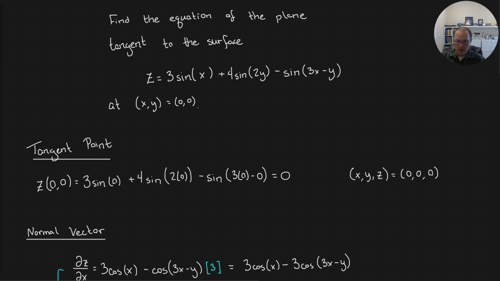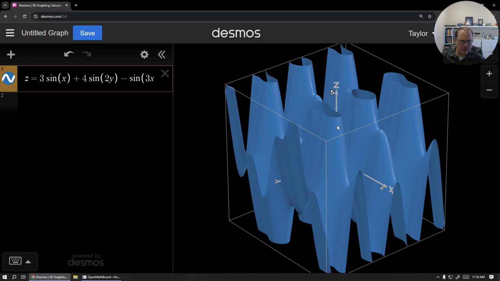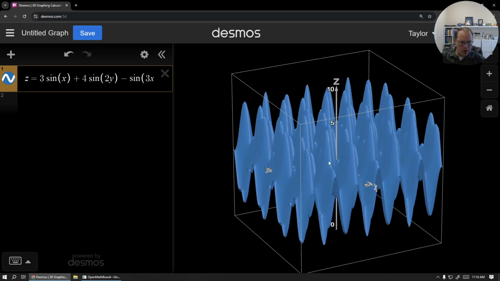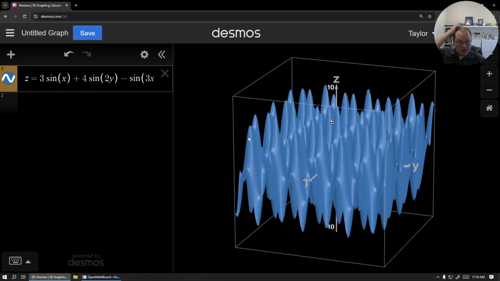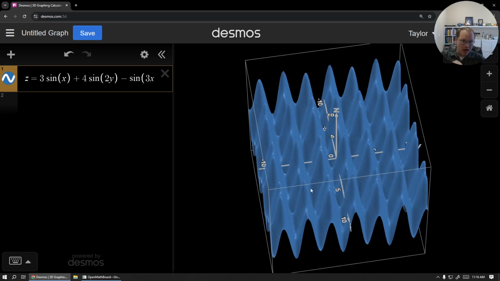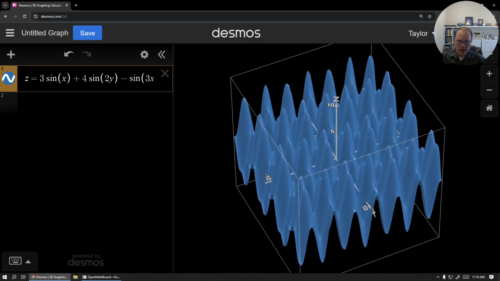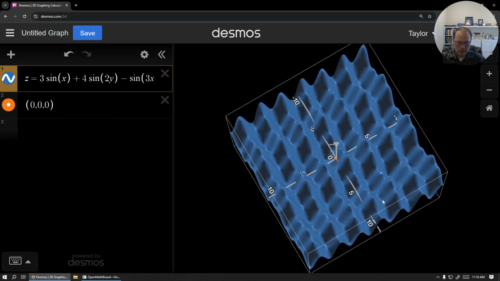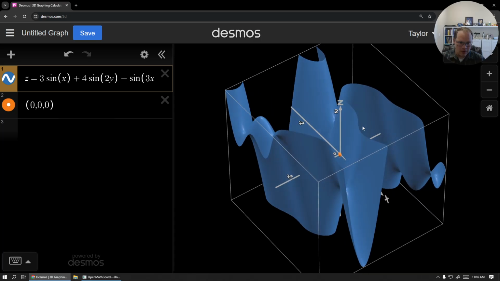Let's take a look at what that looks like. This is the surface we're dealing with. It's kind of cut off in its current orientation, so let me zoom out a little bit. Pretty weird looking surface, right? Those sine functions mean a lot of repeating, and because there's multiple of them, it's weird. It's like these repeating mountains. Now we want to be tangent at the origin. Let me change the color on that. That's the point at which we're tangent. Let me zoom into it so we can get a better view.